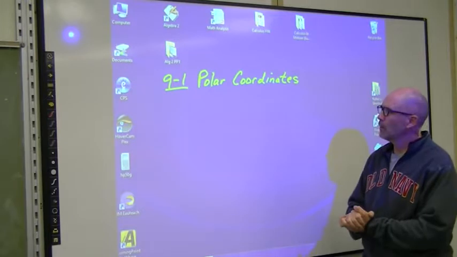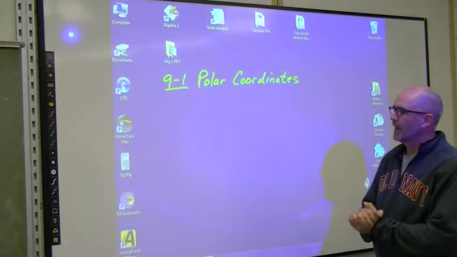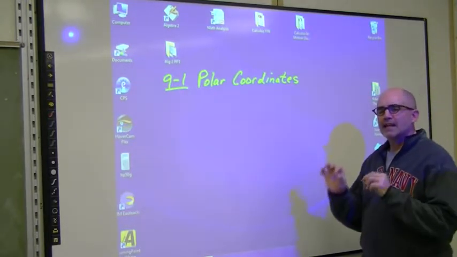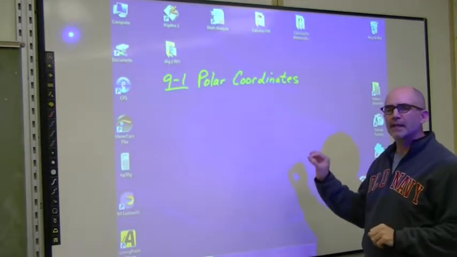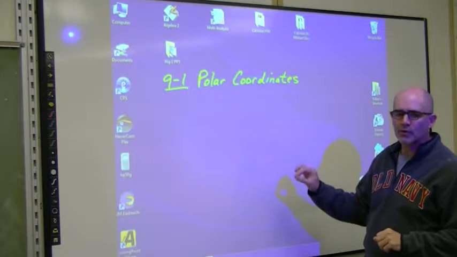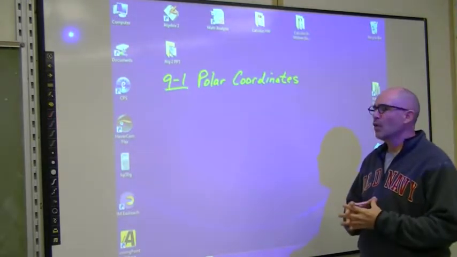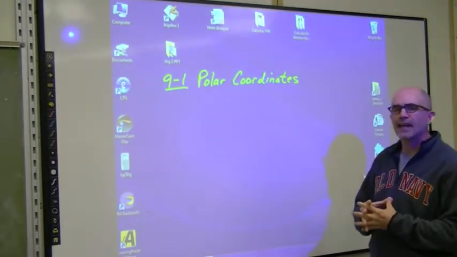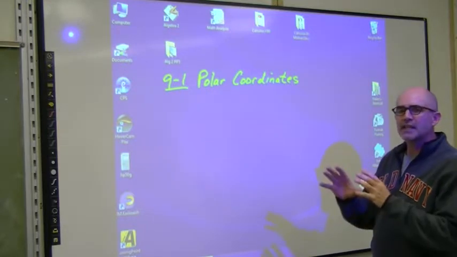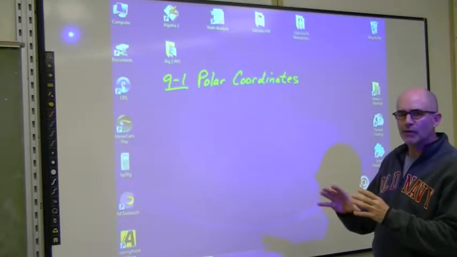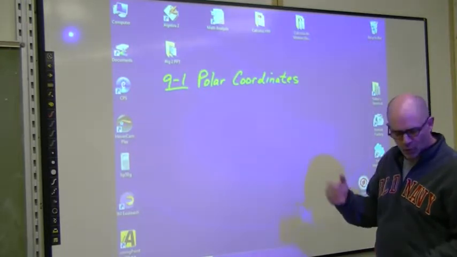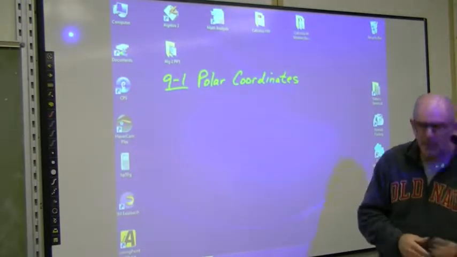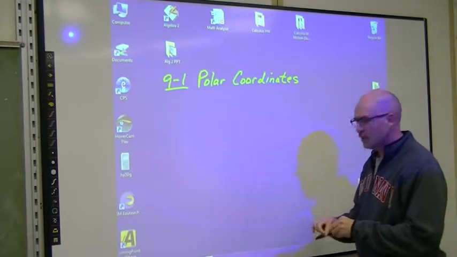Today, all that changes. Instead of identifying a point as a certain number of spaces right or left or up or down from a center point, we're going to identify it as a certain distance away from the center at a certain angle. And that's called polar coordinates. So, let's check out some graph paper.